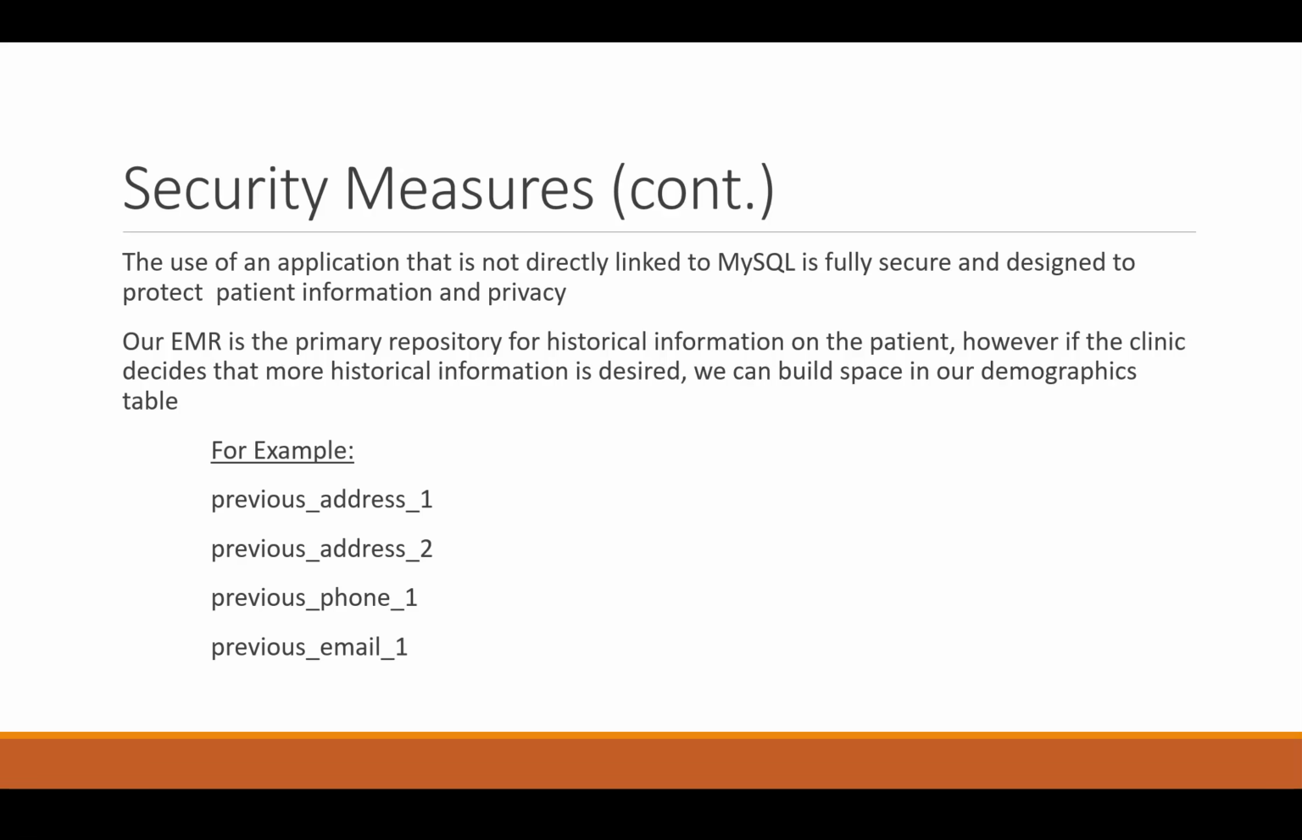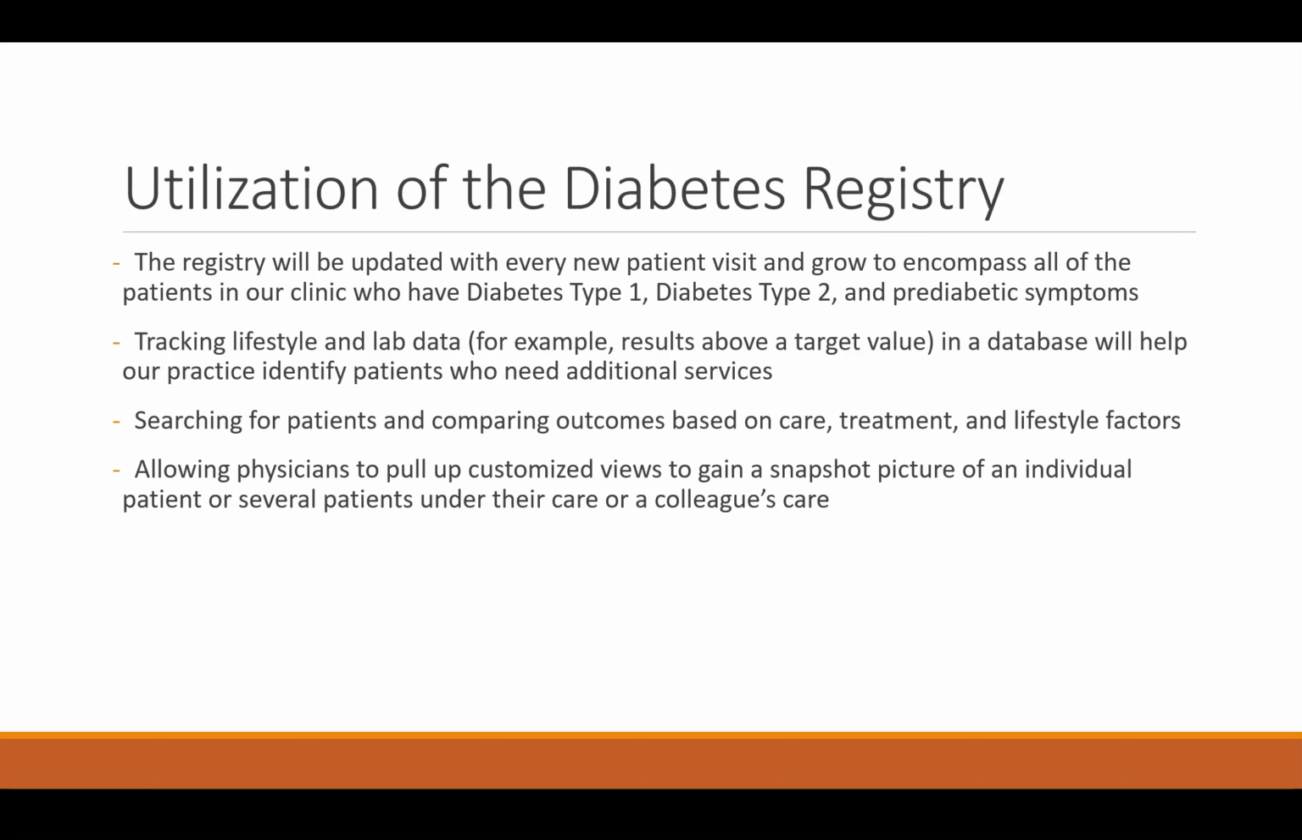Our EMR is going to be the primary repository for historical information on the patient. However, if our clinic decides that they would like to have more historical information in the diabetes registry, we can build space in our demographics table for that. We have an example for people who have been introduced to MySQL below on how we would do that, and we would build a separate table for that.